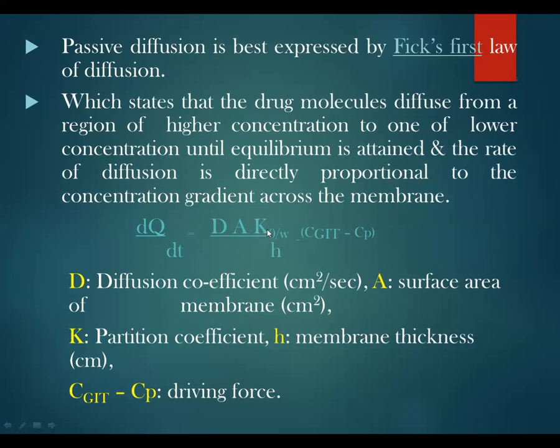So D A K, oil in water coefficient, divided by h. The h should come below this line, okay? Minus overall, minus the concentration gradient, that is C GIT minus Cp. Please write down this equation dQ by dt.